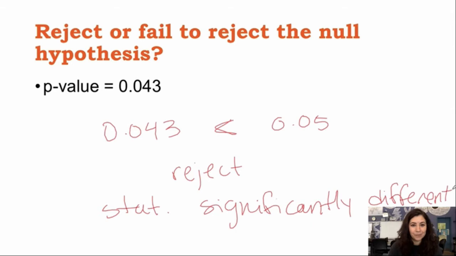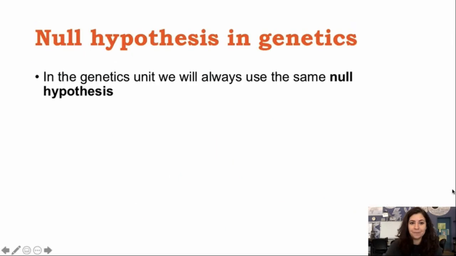There we go. Okay, so this is all stuff that we covered earlier in the year, so hopefully some of this is coming back to you a little bit because we are definitely going to need to remember all of this in this next unit. Okay. So let's talk about what the null hypothesis is going to be in this unit in genetics.